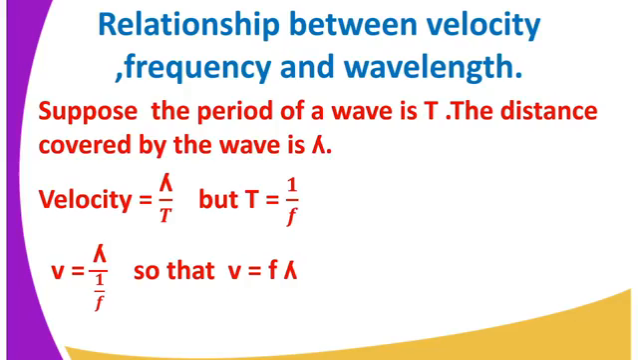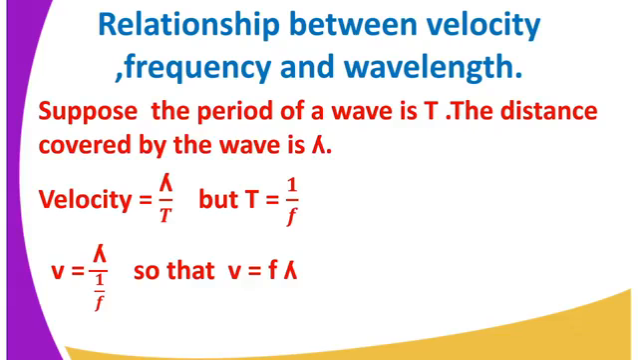Velocity is given by the distance covered by a wave over the time taken by a wave. Therefore, if the velocity is v, then the distance covered by a wave is lambda, which is the wavelength, over the time taken by a wave, t, which is the period. That is from the normal formula of linear motion. Speed is given by distance over time.